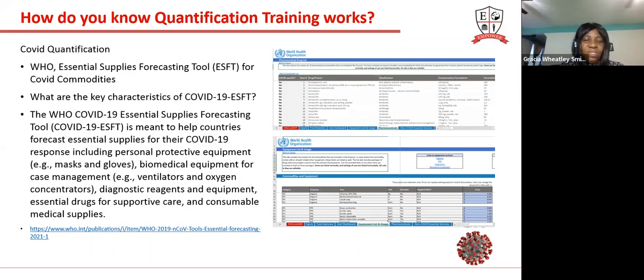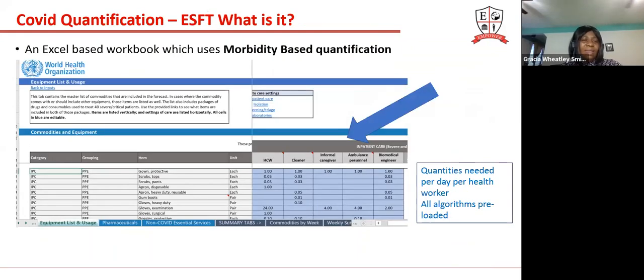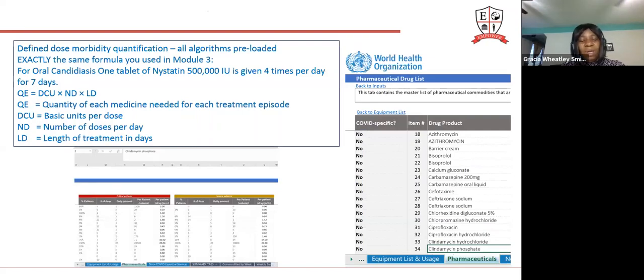So this program was specifically developed in an Excel-based workbook for morbidity quantification. Remember, we spoke about the 4 consumption methods, and morbidity-based was one. The quantities needed per day per health worker. All the algorithms are preloaded, so this program does the quantification for us. But remember, it is dependent on the information that is input into the data, if what we get out is reliable for us to make decisions.